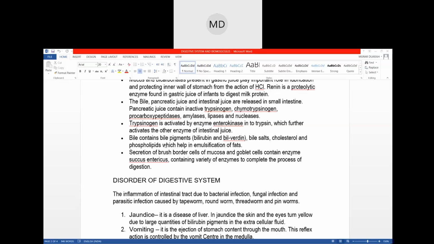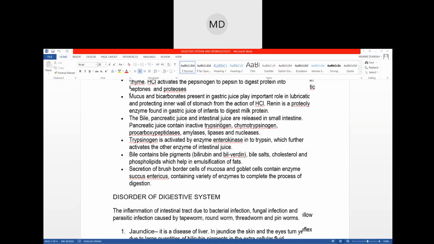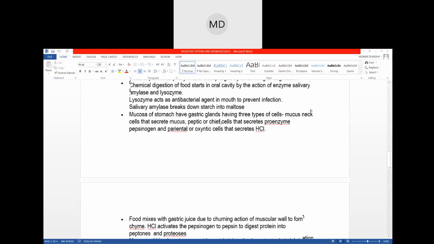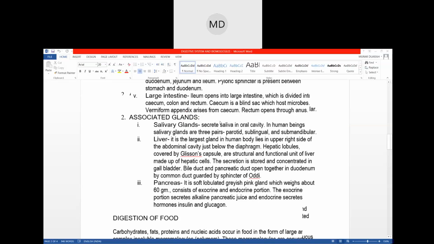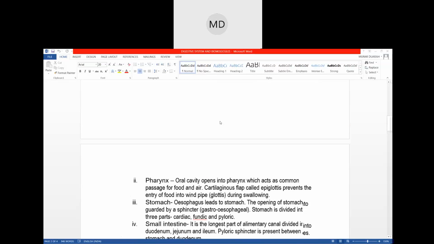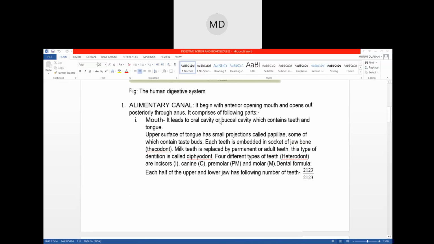And this bile helps in the digestion of fat. Digestion of fat. And all this happens in the small intestine. All this form of digestion happens in the small intestine.